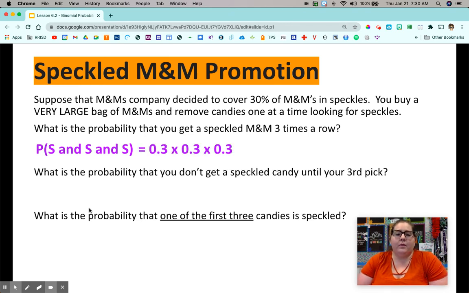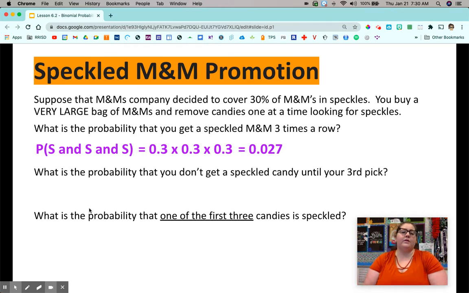Okay, so if we think about our rule for "and" that we learned last unit, our rule for "and" is that we multiply. The probability of getting a speckled M&M is 30%, or 0.3. So we would multiply 0.3 times 0.3 times 0.3, which gives me 0.027.